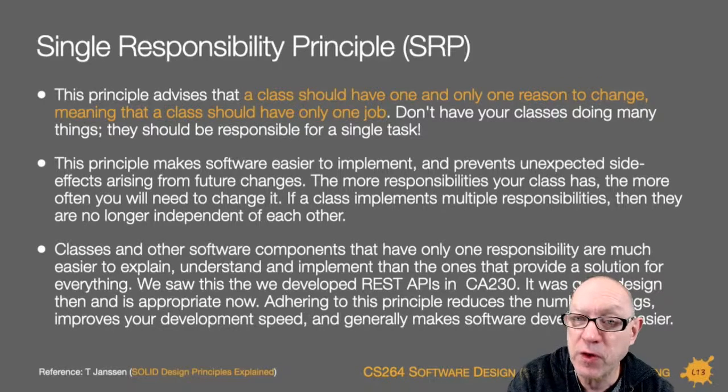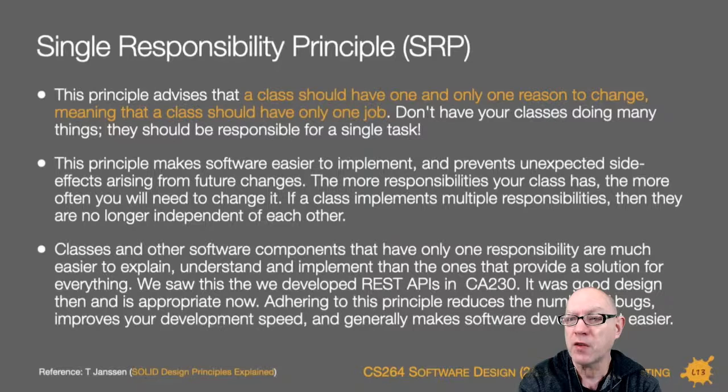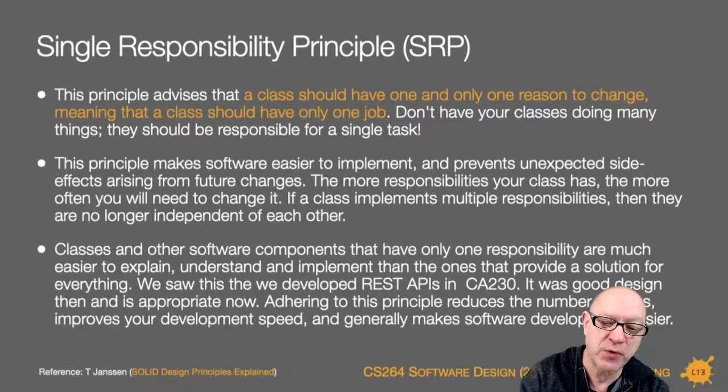So first of all, we look at the Single Responsibility Principle, SRP. This principle advises that a class should have one and only one reason to change. That means that a class should really only have one job. It does one job and that's it. And so then if it changes, it's because that job has changed. Okay, you don't want to have classes that do 2 or 3 jobs, and then they change every time one of those 3 elements change.